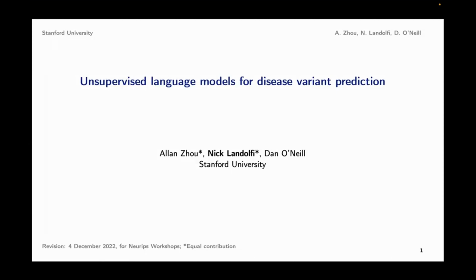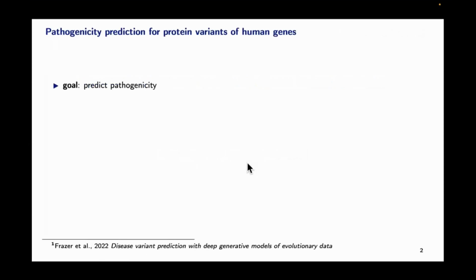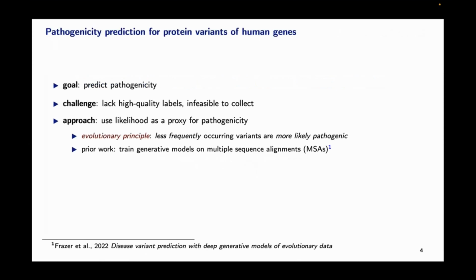The task we're interested in this talk is predicting human gene protein variant pathogenicity. The challenge is we lack high quality labels, and the approach is going to be to turn to unsupervised methods and use likelihood as a proxy for pathogenicity. This is the evolutionary principle, saying that the proteins we observe in nature are subject to natural selection, so the less frequently occurring ones are more likely to be pathogenic.